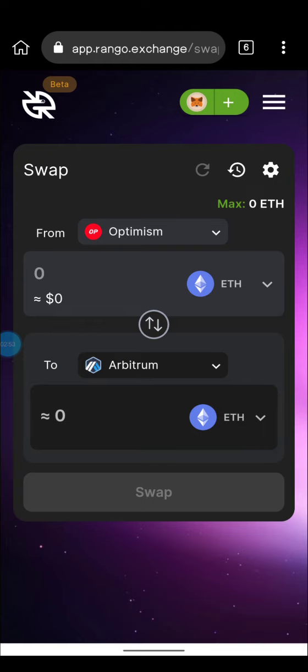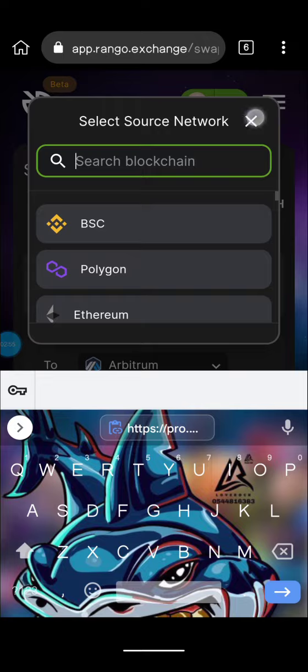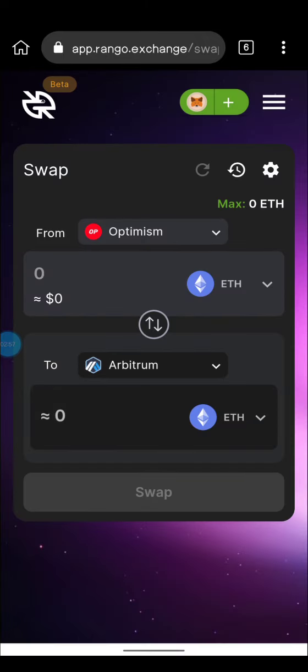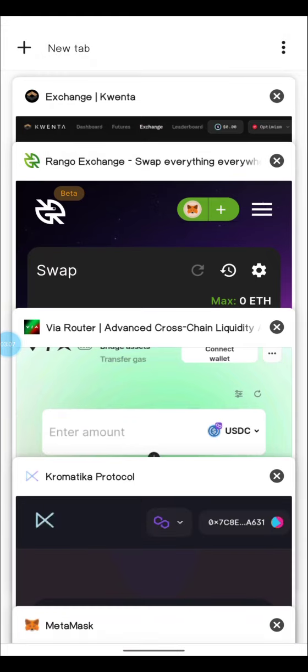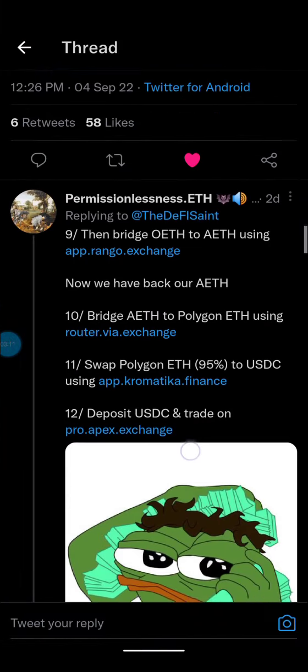So right here we have optimism, so we are going to swap from optimism to Arbitrum using the Rango chain. Once you have done that, let's check the next step.